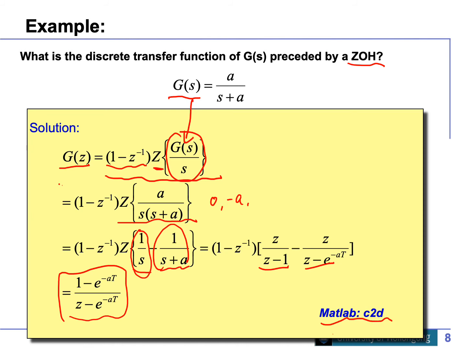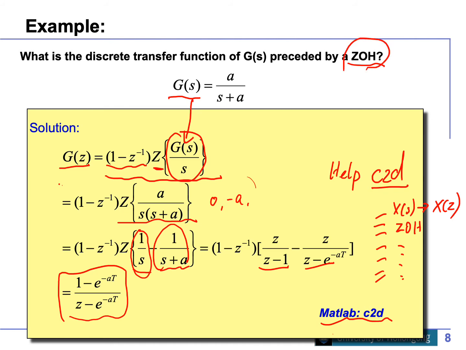I recommend you open MATLAB and type in help c2d. Then it comes up with a bunch of options, many of them. The first option is you basically use that X(s) to X(z) directly. The second option is zero order hold. There will be many more, which we will introduce next week. So this is a different way of converting from S domain to Z domain, and this is used when there's actually a zero order hold physically in the system.